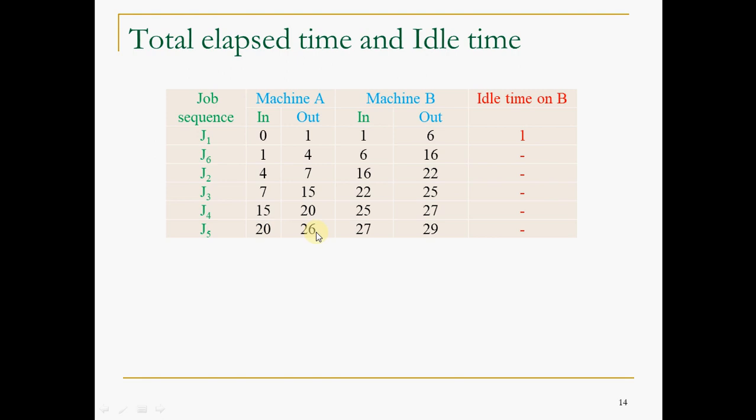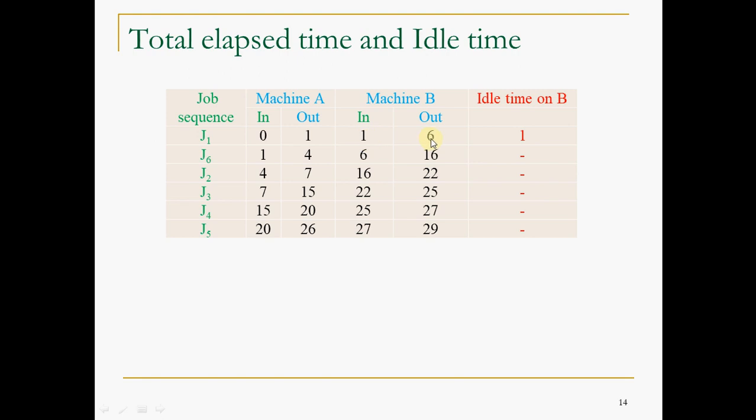20 and 26. 20 is the in time, 26 is the out time. So in this batch of sequence, machine A will be engaged for 26 minutes, that's the meaning. Now coming to machine B, again in and out. As we discussed in the previous problem, the out time of this one will become the in time, and again it is not 1 every time. If it is 2, it will be 2 here. So it will be 1, fine.